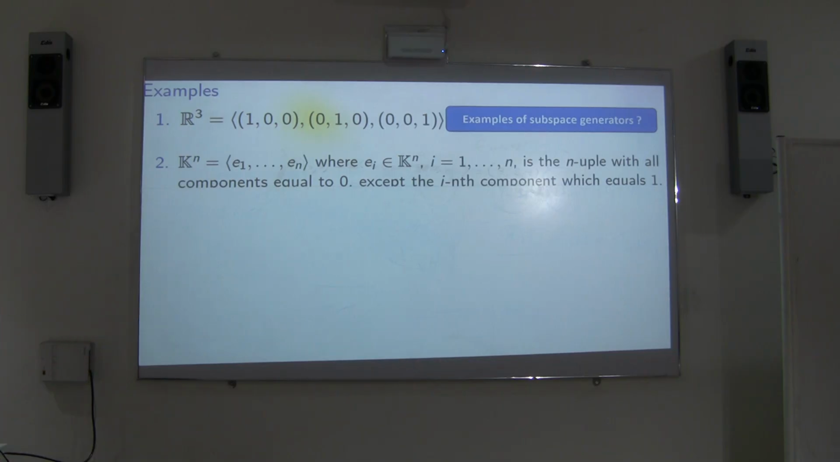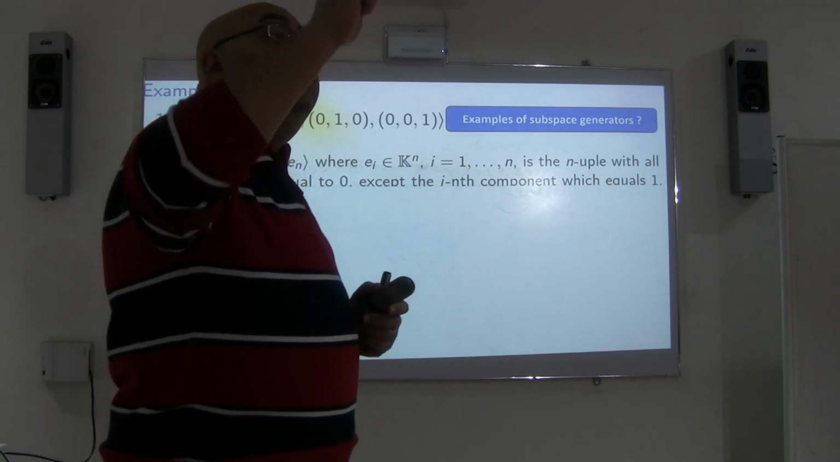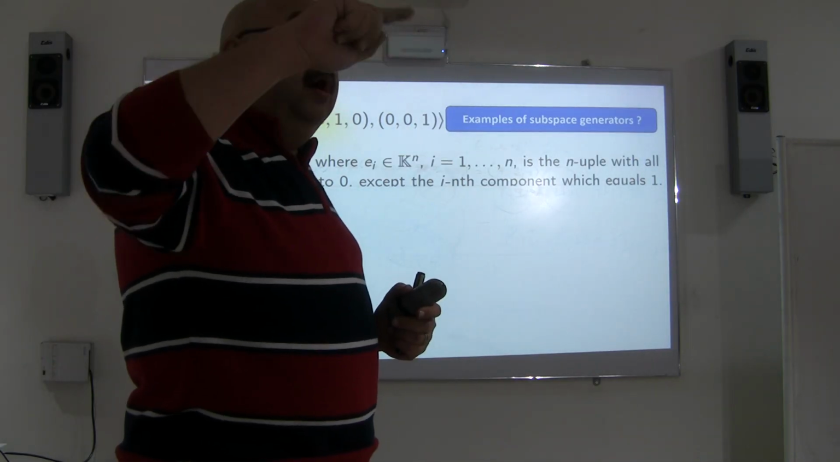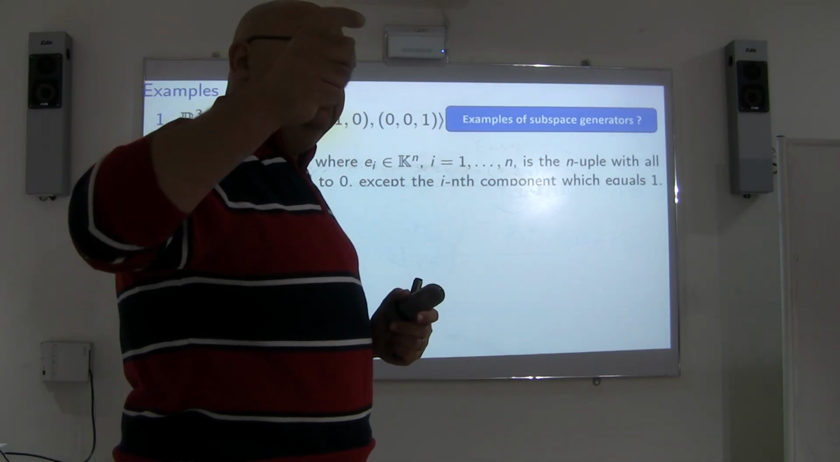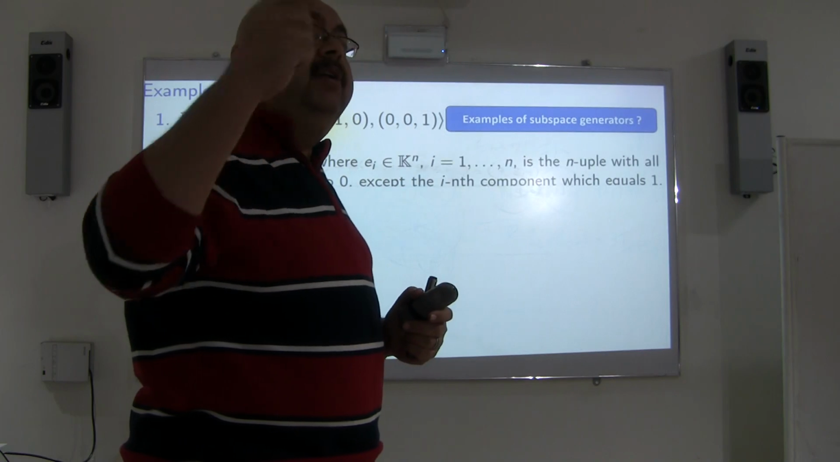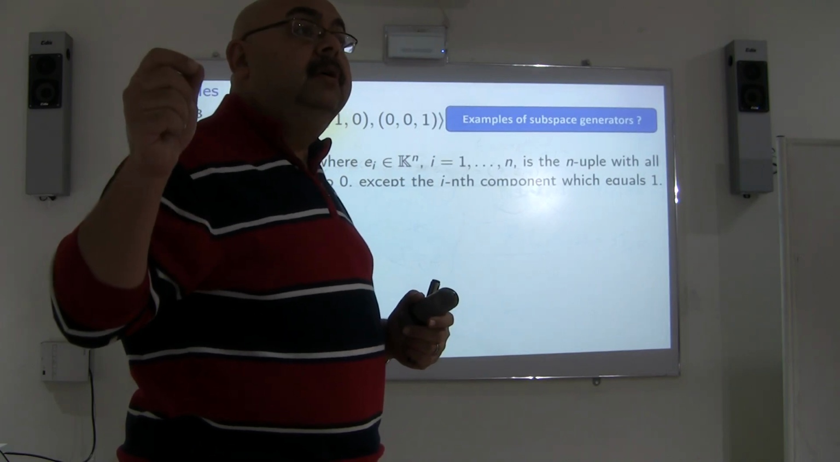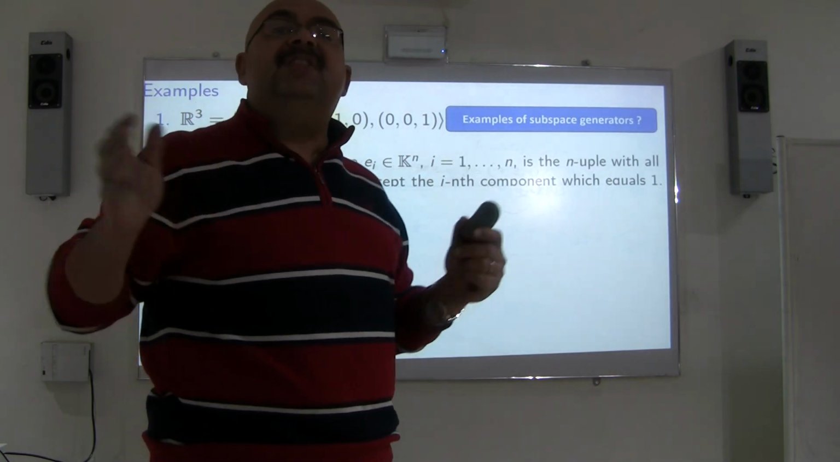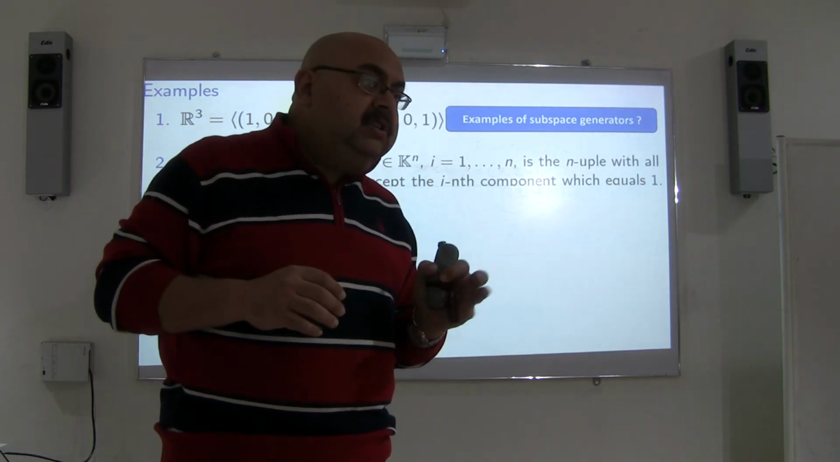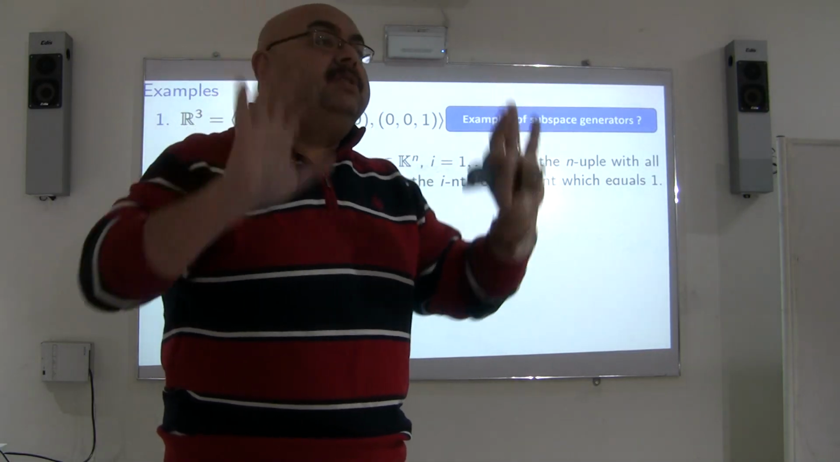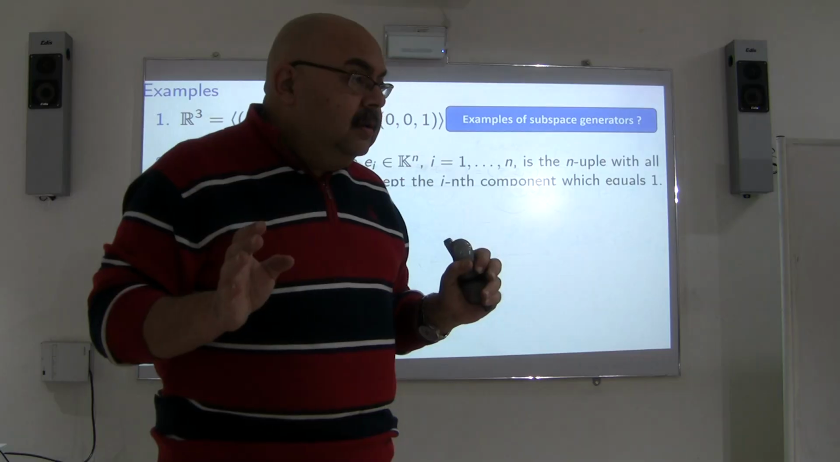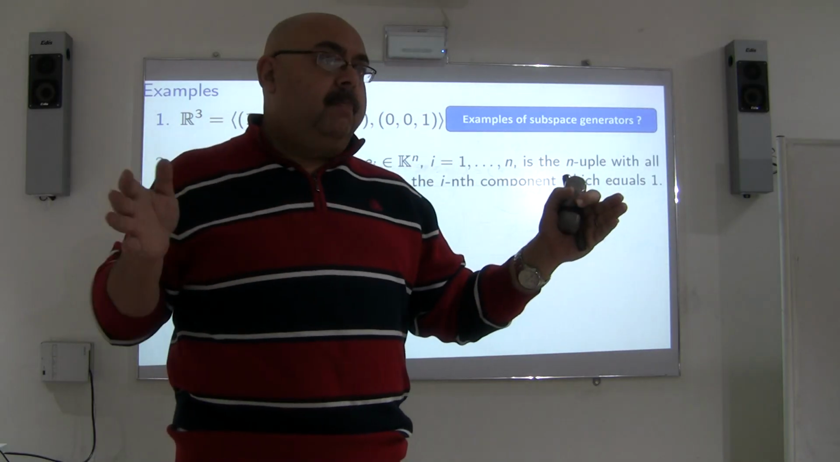Okay, let's look at this one. This is Kn, which means it can form R4, R6, R7, R8. Do you know what R8 is? R8 means the set of vectors which contain 8 components. That's R8. Okay? So you will have 8 components.